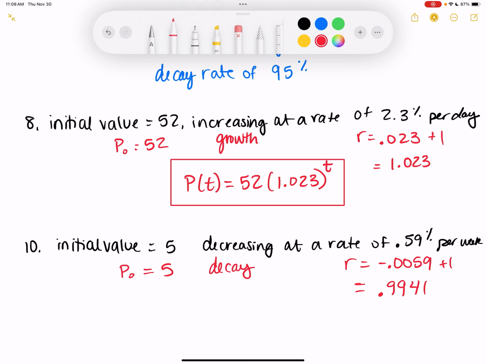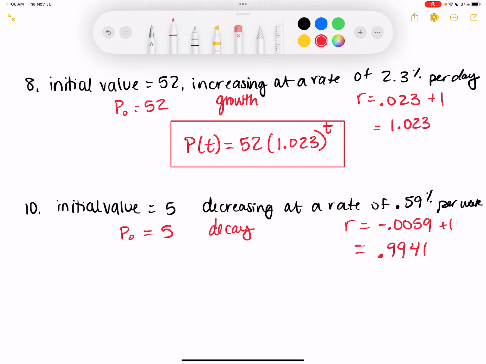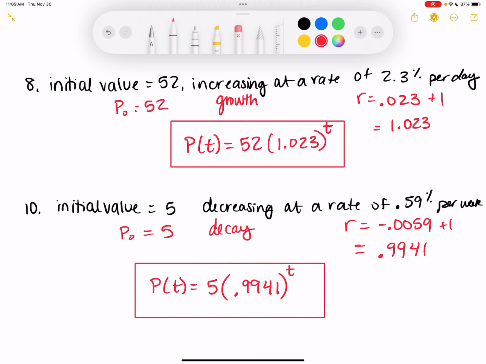Was it negative when he did it? Because it's a decay. Okay, so it said it was decreasing, so that's why it was negative. I thought he was trying to say what the plus 1 was, and I was like, no, don't do that. Then I was like, oh, I know what he's doing. So now when we put it together, P of T equals 5 times this number, 0.9941, raised to the T. That's it for that one.